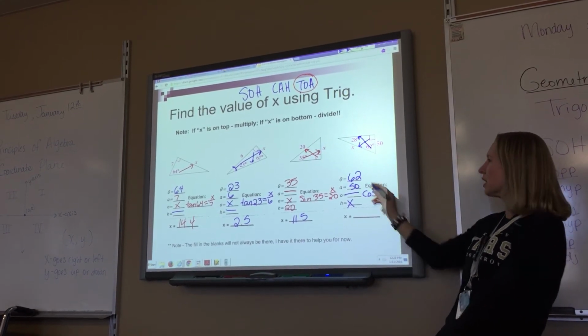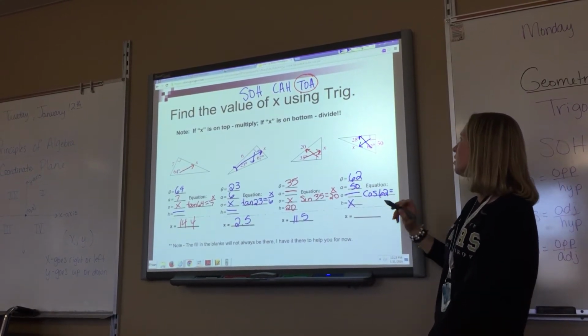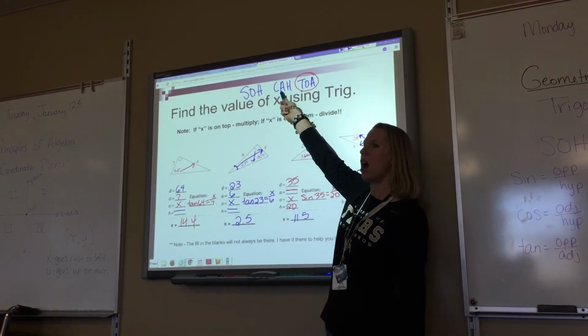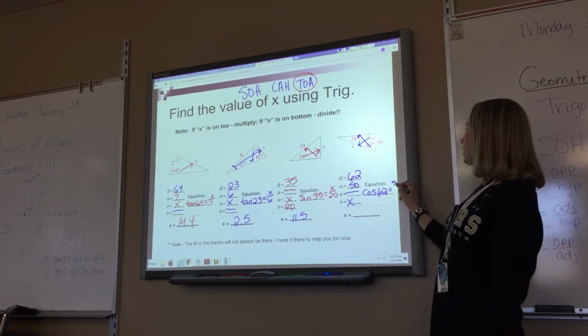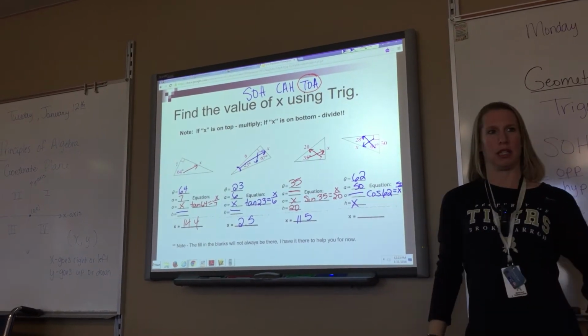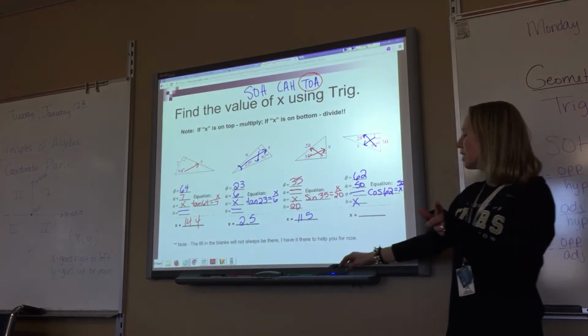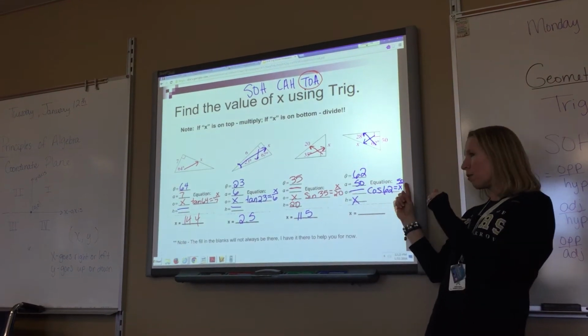What do I put next to cos? What do I write? 62 equals, you have to put A over H. So what's your A? 50 over X. X is on bottom this time, so you divide. Still type that number over by the X first.